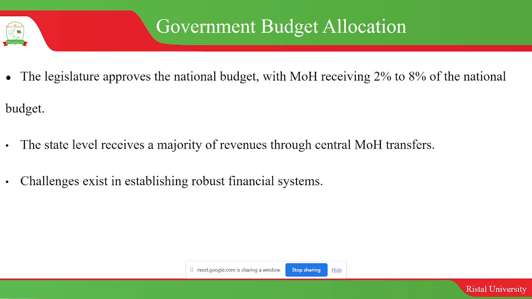The State Minister of Health receives the funds through the National Ministry of Health transfers. So it is the National Ministry of Health that transfers the funds to the State Ministry of Health. But across the board, from the National Ministry to the State Ministries, there is still need to establish robust financial systems that can minimize inefficiencies in expenditure and also issues to do with misappropriation.